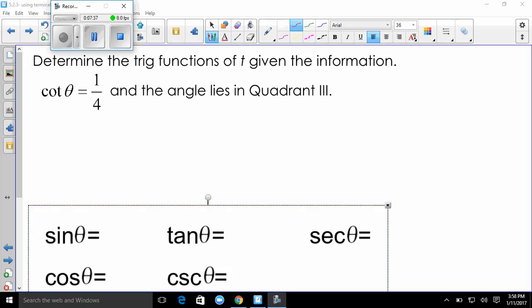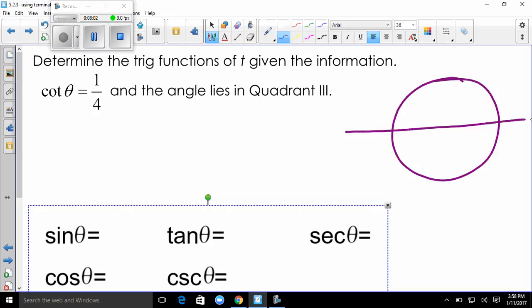All right, here we go for the hard stuff. And I'm sure I'm going to have to do another example tomorrow when you come to class. So given this information, we're going to find all the other ones. It gives me the cotangent's value, and it tells me where the angle lies. And I need to find all 5 of the other functions. So I'm going to think about my unit circle. Okay. It has to be cotangent, and it's got to be in quadrant 3. So it's got to be over here.